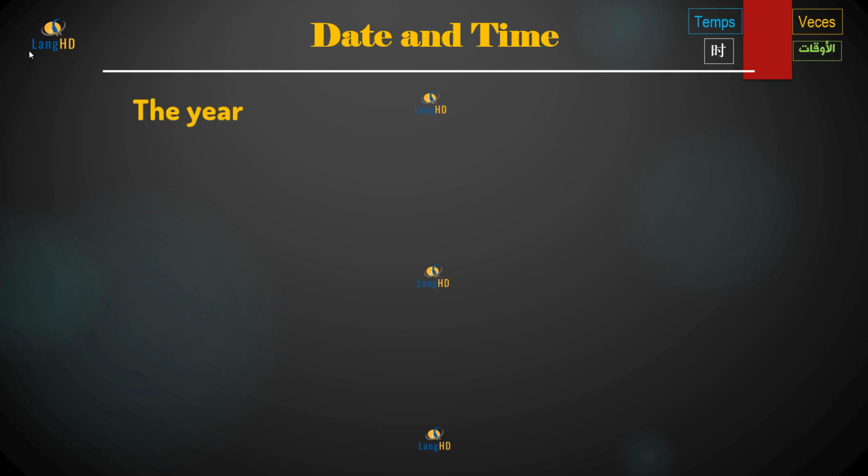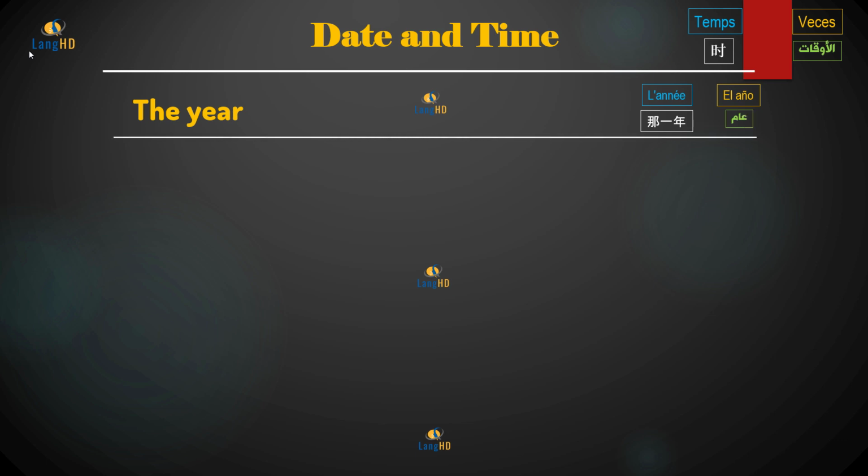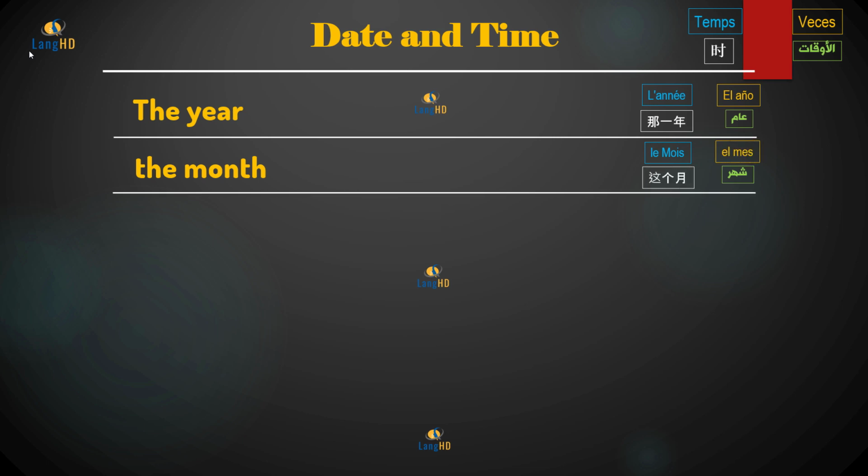Year. Year is a period of 12 months, which start from the 1st of January to the 31st of December. Month. A month is a unit of time, used with calendars, a period of 4 weeks or 30 days, 31 days, one of the 12 periods into which a year is divided.